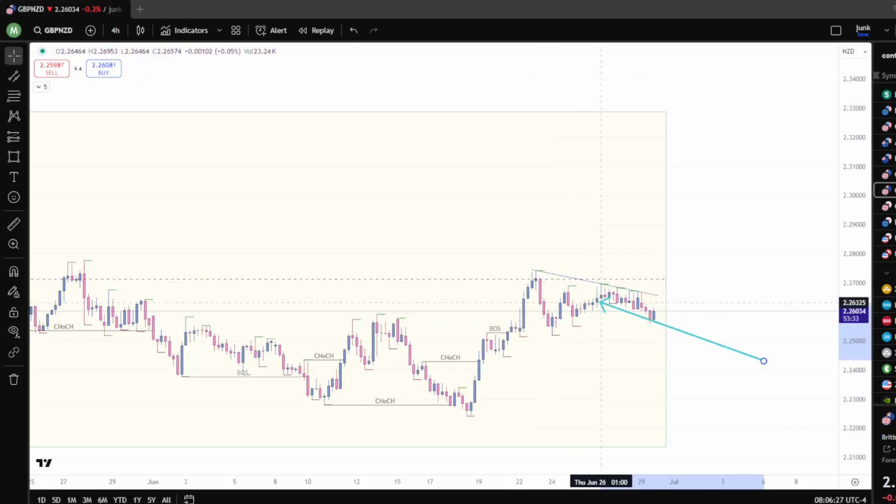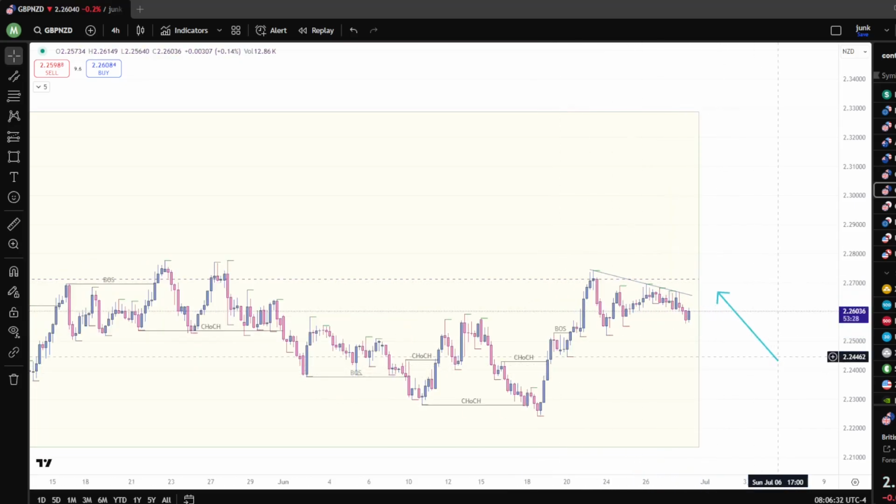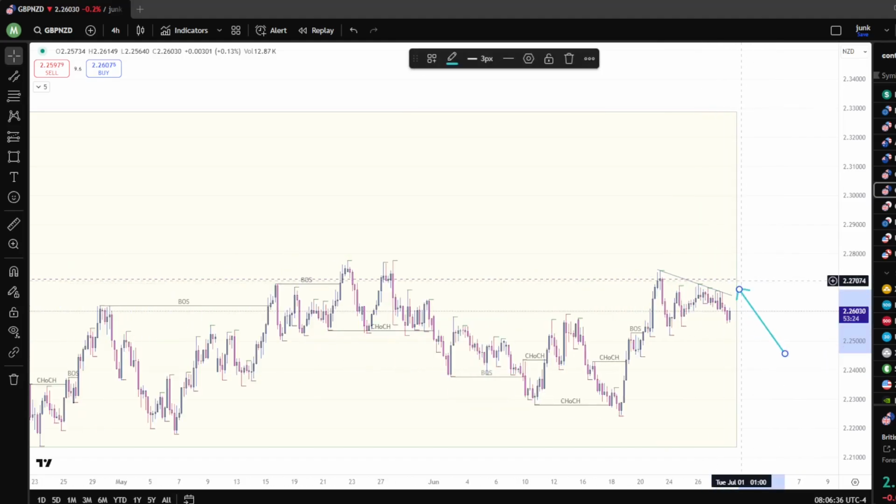But right now, just trading sideways, so not looking for any opportunity until it presents itself, any momentum into the upside or to the downside. Then I'll be looking for the opportunity to buy or sell.